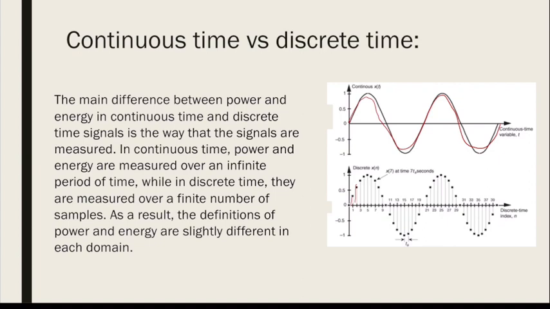And this is because of the key difference between both, which is the integral and the summation. For discrete time signals, we use summation, but for continuous time signals, we calculate power and energy using the integral. And that's the main difference between continuous and discrete time signals.